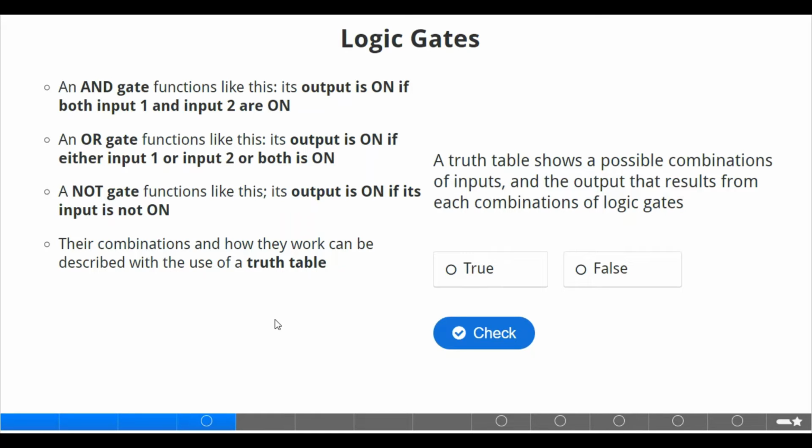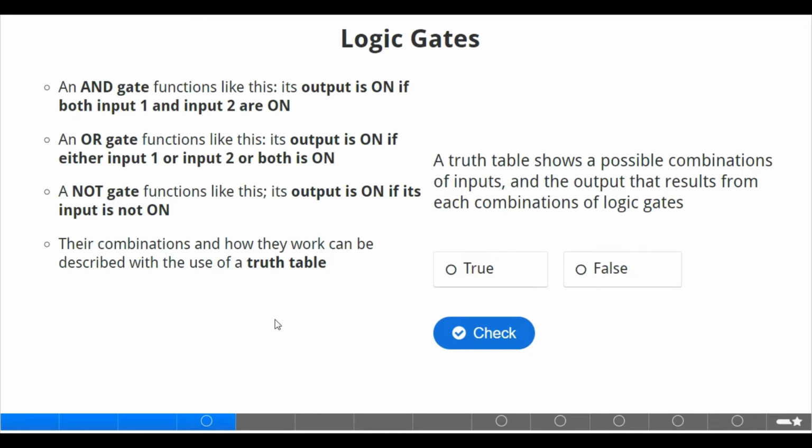For an OR gate, it functions like this. Its output is on if either input 1 or input 2 or both is on. This is what we are saying. From the previous slide, if you look at the OR gate, the one at the center, if the two lines on the left hand side are on, the output will be on, just like AND. But if either of the two on the left hand side is on, probably the one on top or the one below, the output will still be on.